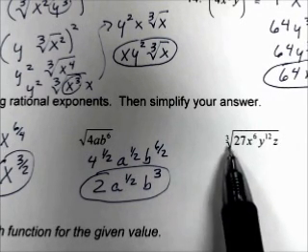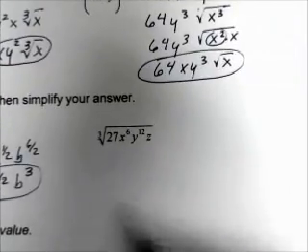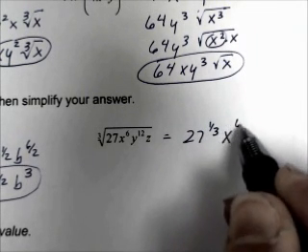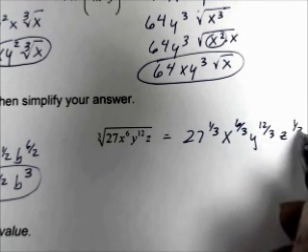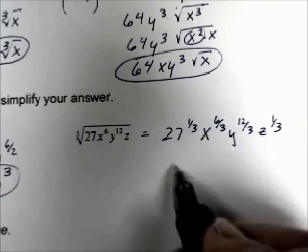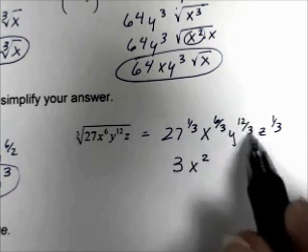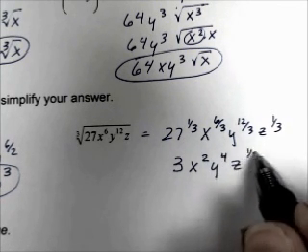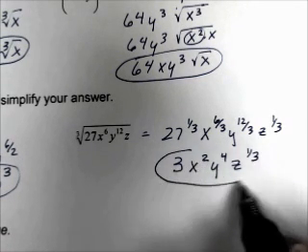And the next one, so our root is 3, so our denominator is 3, right? So this would be 27 to the 1/3, x to the 6 over 3, y to the 12 over 3, z to the 1/3. Well, we know the cube root of 27 is 3. 6 divided by 3 is 2. 12 divided by 3 is 4. And z to the 1/3 remains. That cannot be reduced. So 3x squared y to the 4th, z to the 1/3.